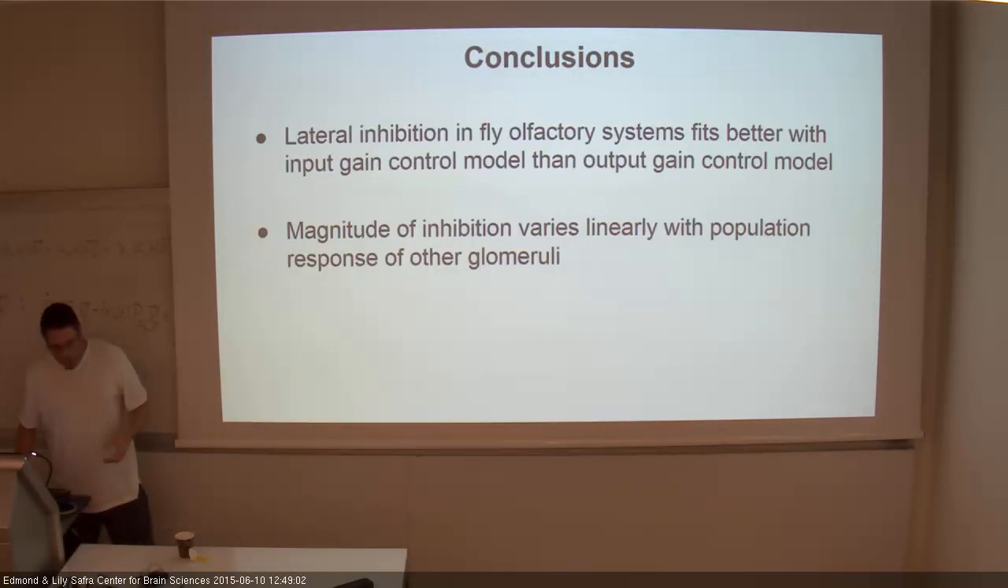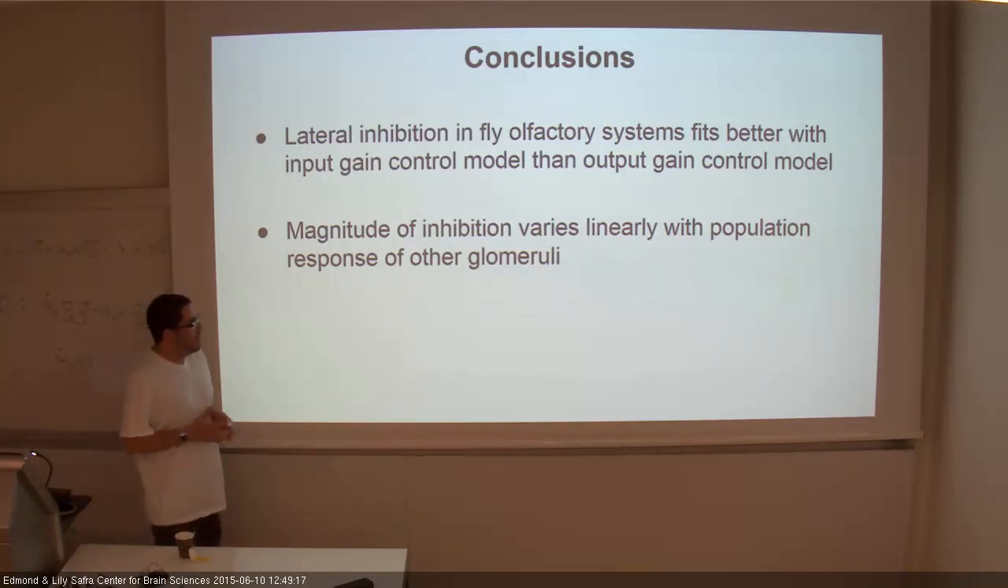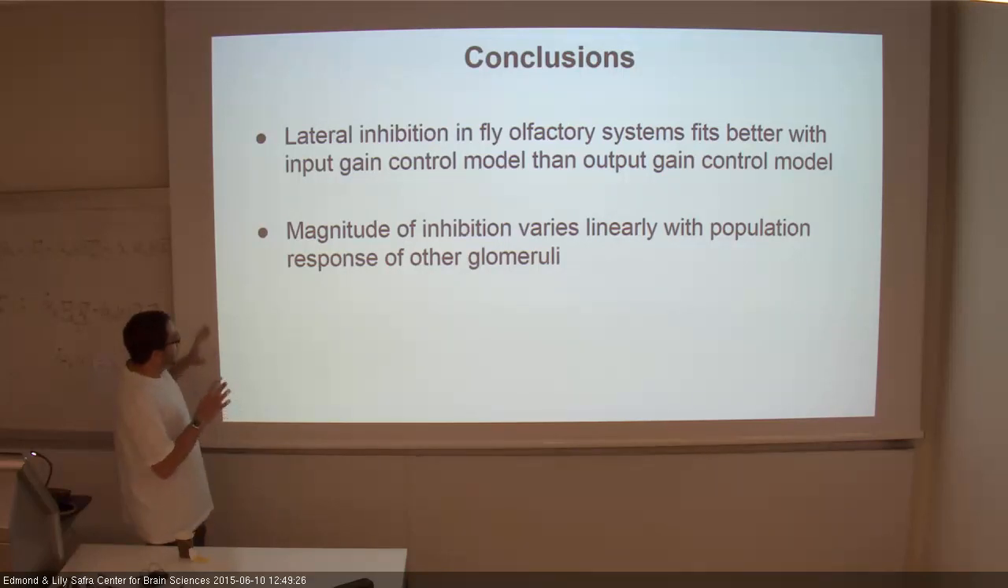So effectively what we've seen here is that lateral inhibition in the fly olfactory system fits better with the input gain control model than the output gain control model. And we also see that the magnitude of inhibition that we see varies linearly with the population response as represented by the LFP of the other glomeruli. So those are the two main conclusions that they drew from the above data.